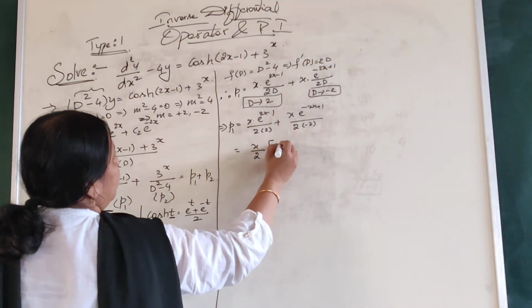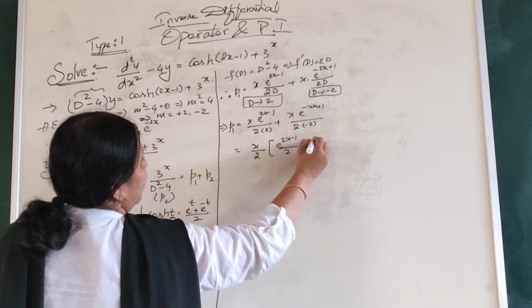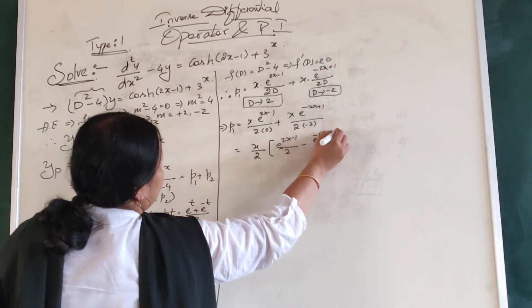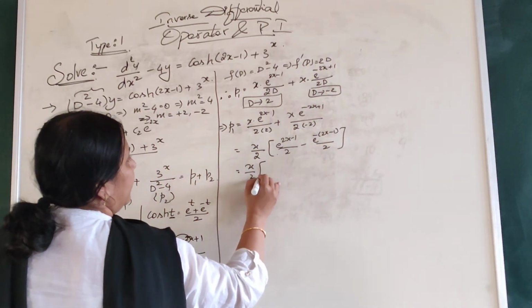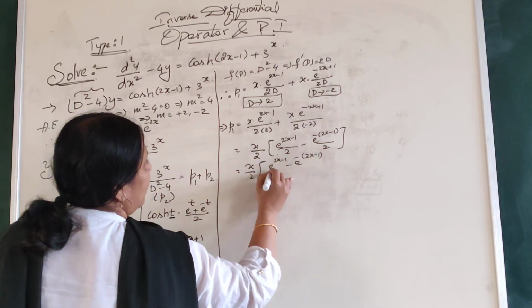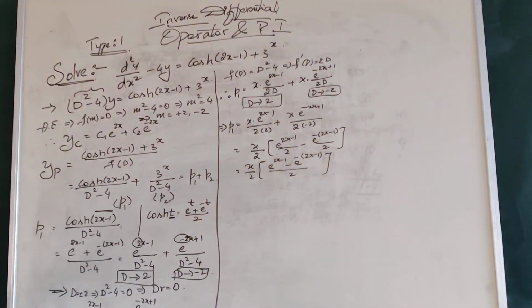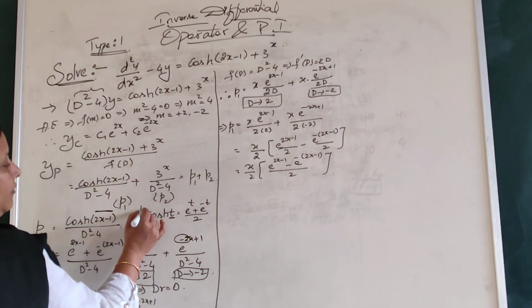So we get e to the power 2x minus 1 divided by 2, and I take the negative sign outside, e to the power minus of 2x minus 1 divided by 2. If I merge both of these, I get e power 2x minus 1 minus e power minus of 2x minus 1 the whole divided by 2. So what is that going to be equal to? We are going to get sine hyperbolic. This is the hyperbolic formula I have written.